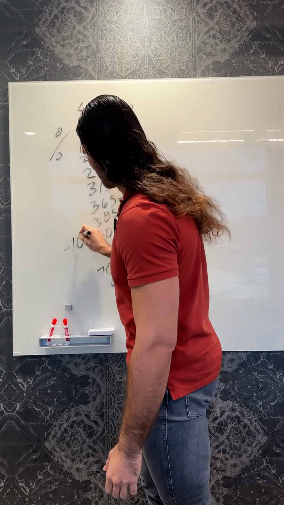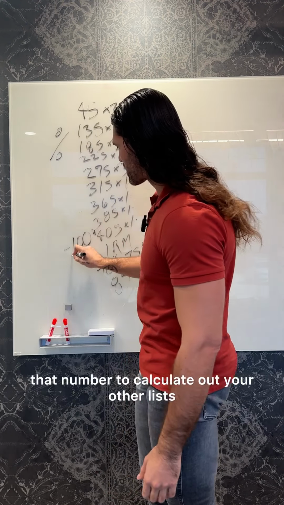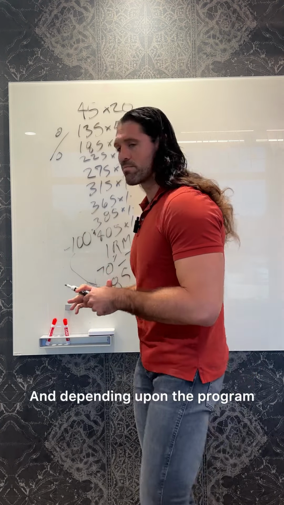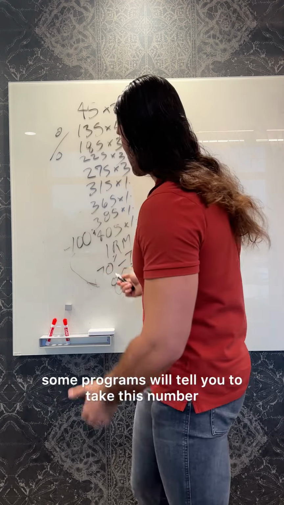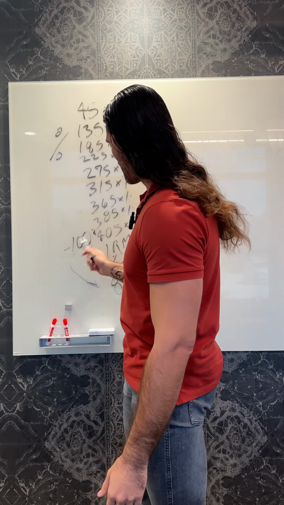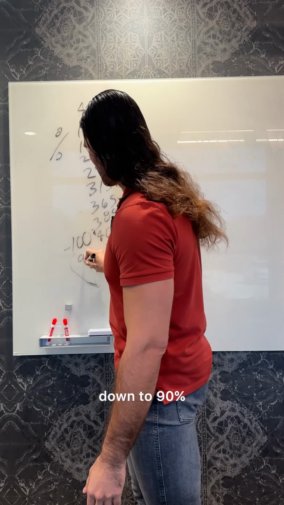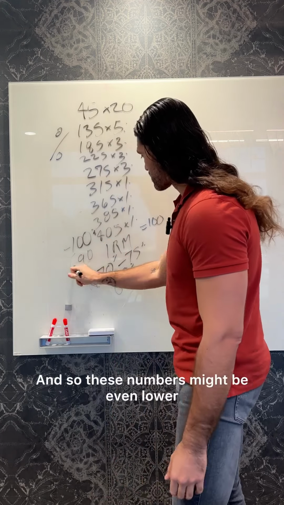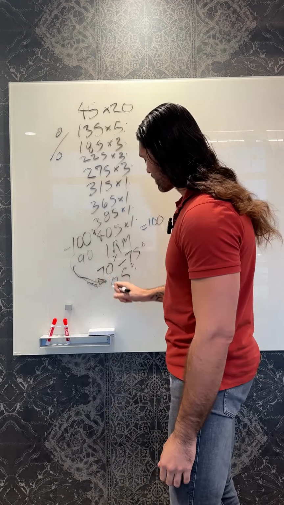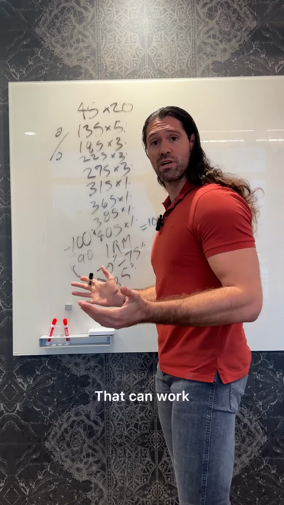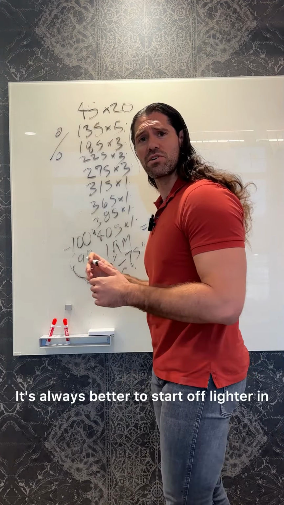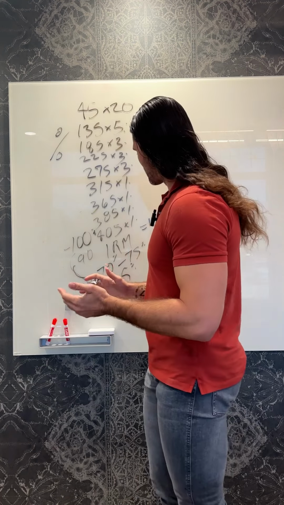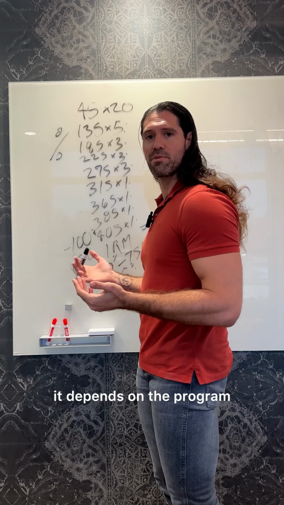Let me do it over here. This is 100%, and then you use that number to calculate out your other lifts. And depending upon the program, some programs will tell you to take this number and reduce it by 10% down to 90% and use that as your 1 rep max. And so these numbers might be even lower. That can work. It's always better to start off lighter in a strength training program than trying to start super heavy. Whether you want to do that, it depends on the program.